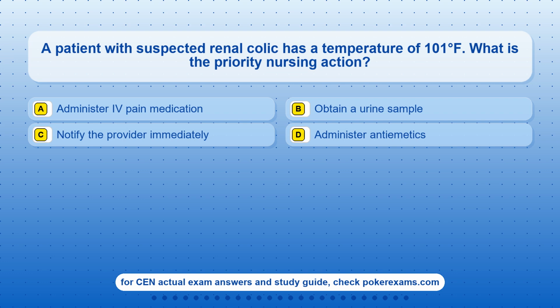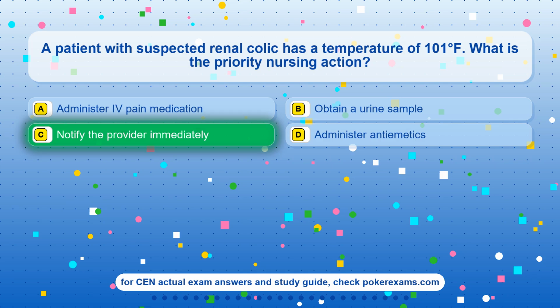Question 9. A patient with suspected renal colic has a temperature of 101 degrees Fahrenheit. What is the priority nursing action? Option A. Administer pain medication. Option B. Obtain a urine sample. Option C. Notify the provider immediately. Option D. Administer antiemetics.